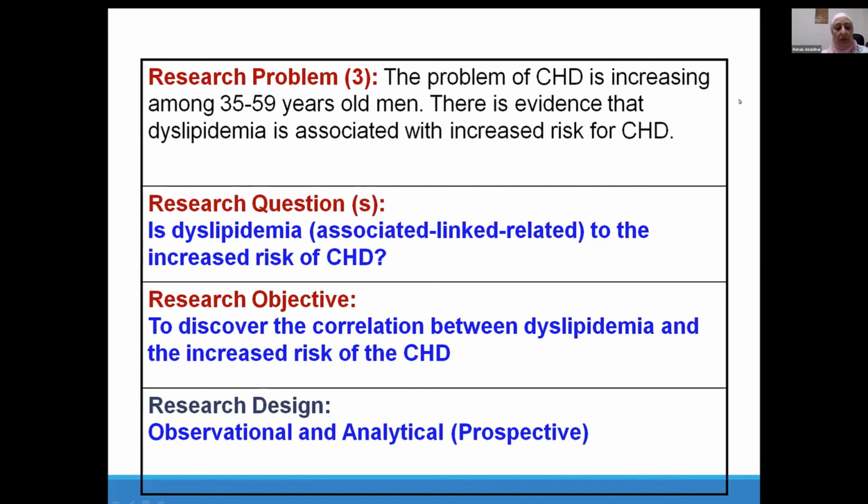Okay, and the research objective was to discover the correlation between dyslipidemia and the increased risk of CHD. And since it's observational of 35 to 59 years old men, we consider it observational, and there is no comparison group, and at the same time analytical. And in a prospective way, not a retrospective way, because it takes a lot of time to develop CHD.